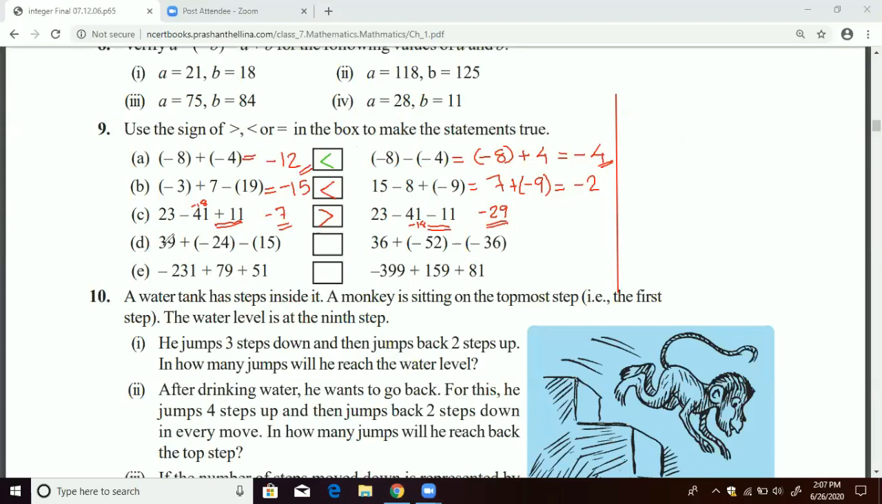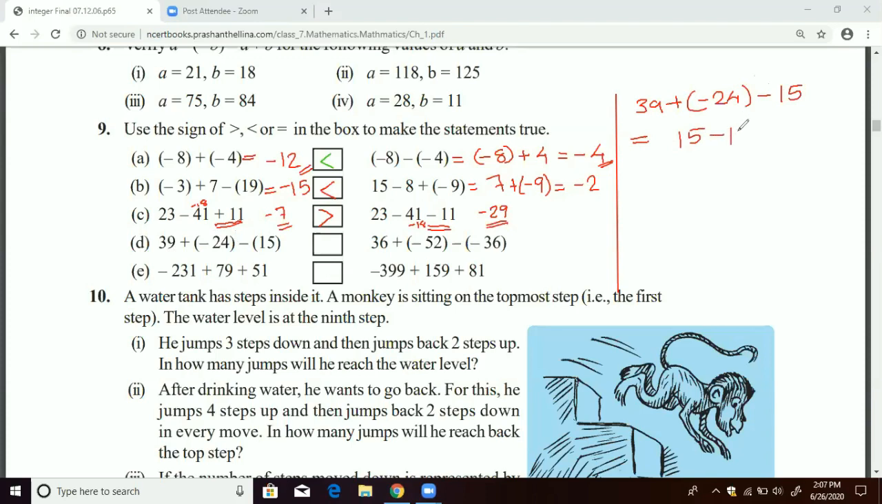Let's see question D. 39 plus minus 24. First you are finding the difference between 39 and 24. The difference between 39 and 24 is 15. So here the positive value is more, so the answer will be positive 15. I shall write this: 39 plus negative 24 minus 15 is the question. First we are finding the difference between 39 and 24. The answer is 15, that is positive 15 is the answer here.